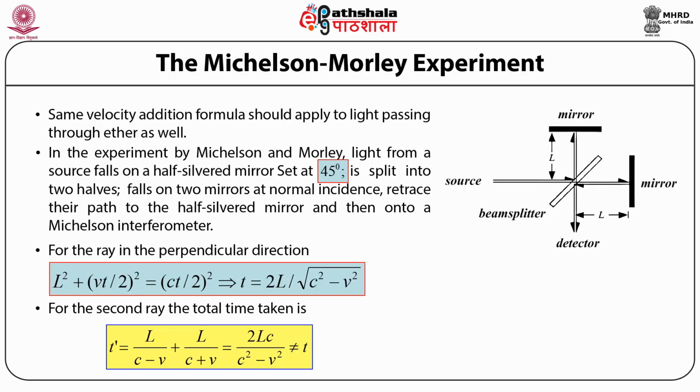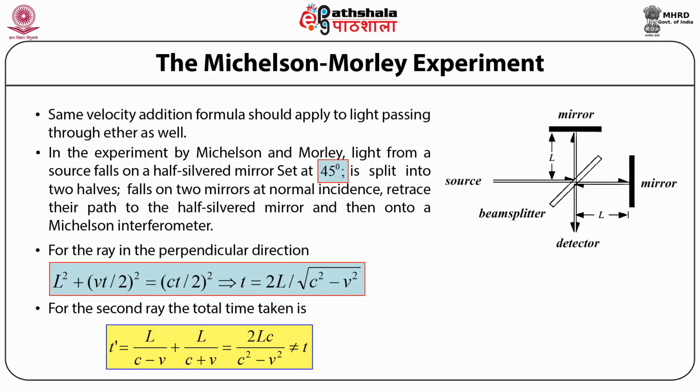So for the onward moving beam, that is the electromagnetic wave which is going from the beam splitter to the mirror, the time of travel is, if L is the distance between the beam splitter and the mirror, L upon c minus v, where c minus v denotes the relative velocity between the speed of light and the velocity with which the experimental setup is moving along the direction of propagation of the electromagnetic wave. While for the reflected wave from this mirror, the time taken would be L upon c plus v.